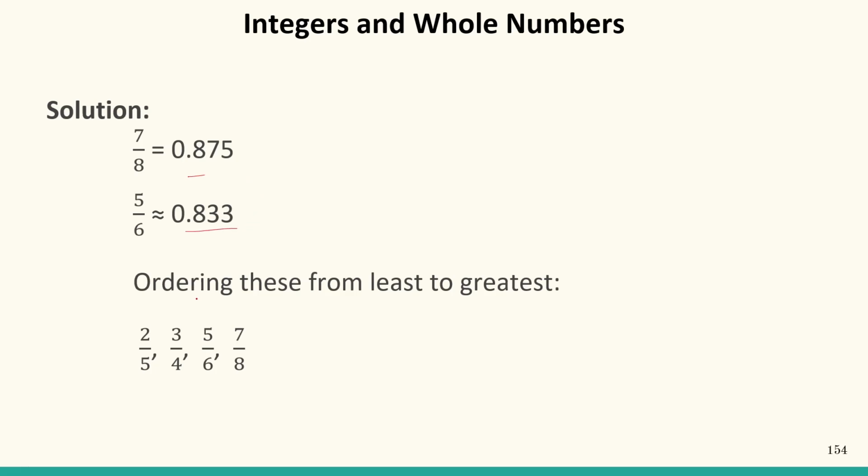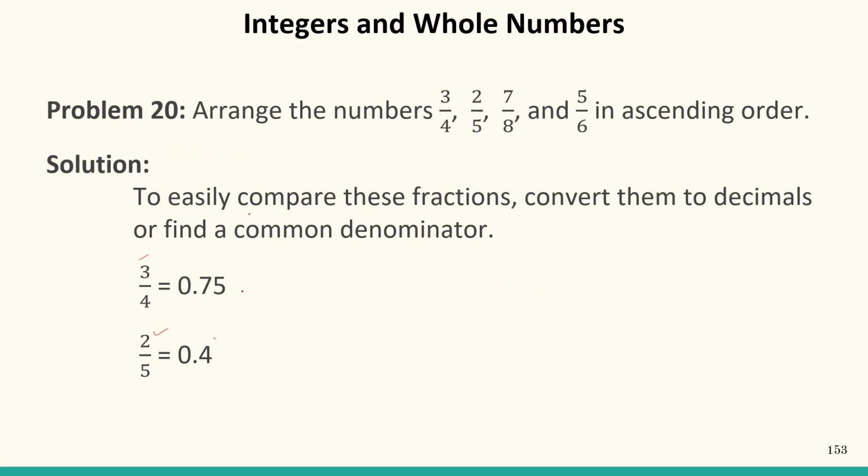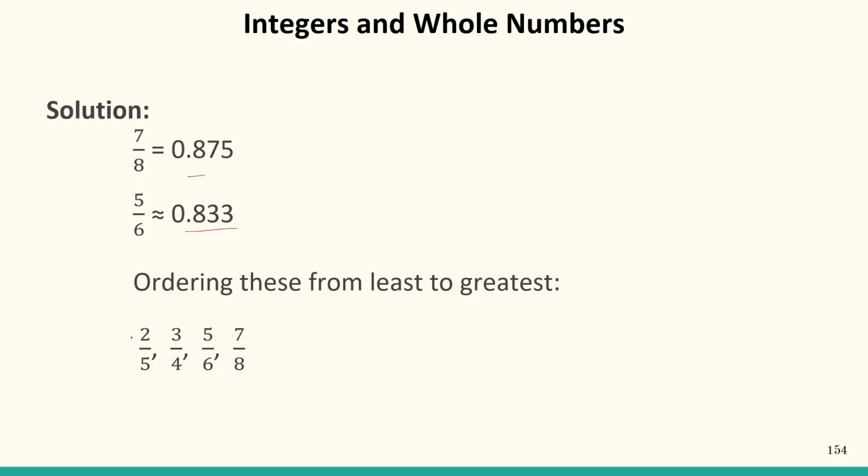So in ascending order, that is from the smallest one to the largest one, 7 by 8 will be the largest one, and 5 by 6 will be the second largest one, 3 by 4 will be the third largest one, and 2 by 5 will be the first one. Okay. So 2 by 5, 3 by 4, 5 by 6 and 7 by 8 are the perfect ascending order for those sequence of numbers.